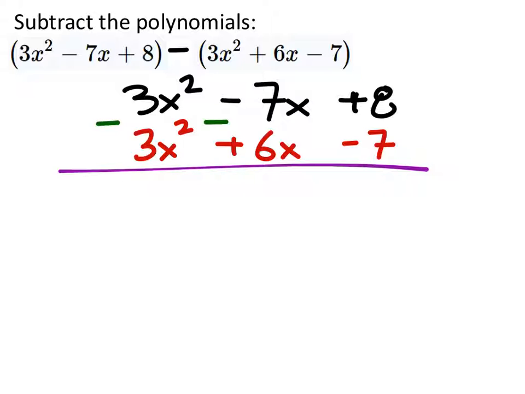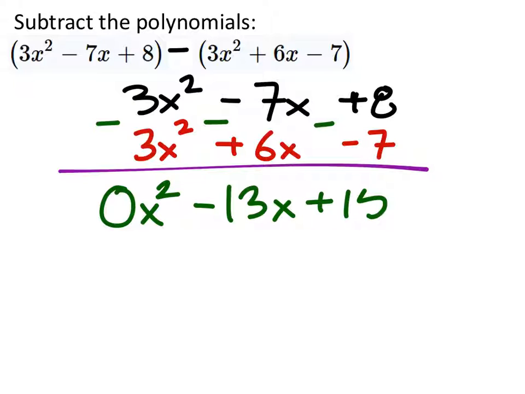So we're subtracting each term, and we have to keep in mind if we're subtracting a negative in these cases, right? -3x squared minus -3x squared, that's going to cancel out. That gives us 0x squareds. Then I've got -7x minus 6x, which would leave me with -13x's. And then I've got 8 minus -7, which is the same as 8 plus 7. So that would end up being a +15.